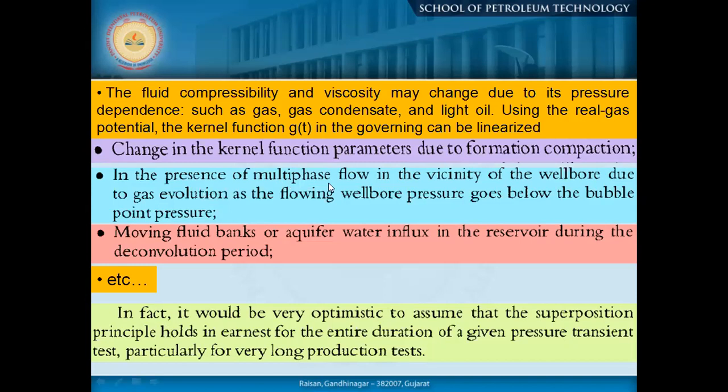In the presence of multi-phase flow in the vicinity of the wellbore, due to gas evolution as the flowing wellbore pressure goes below the bubble point pressure. As we see, whenever we are trying to see the pressure changes from the infinite radius to the wellbore, the pressure is gradually decreasing towards the wellbore. So near the wellbore area, if the pressure is below the bubble point pressure, gas will evolve, and that can change your scenario near the wellbore. Okay, so that is how you may not get the linearity from the wellbore to the far field.